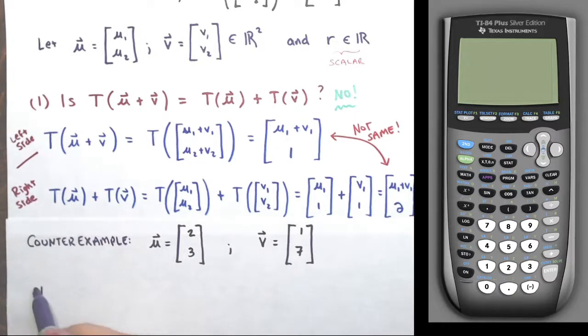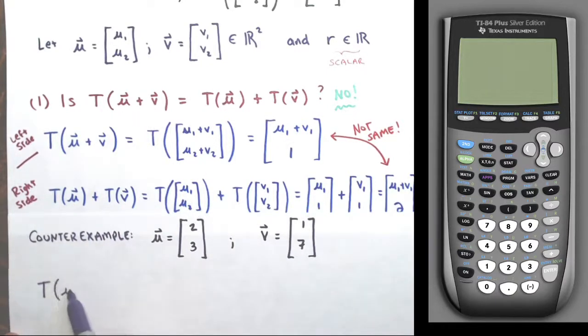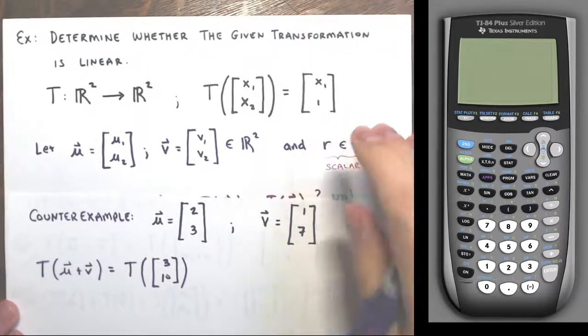Now T of u plus v, again, I'm working on the left side, T of u plus v would be T of the vector 3, 10, which, if I apply this rule, would be the vector 3, 1 as an output.